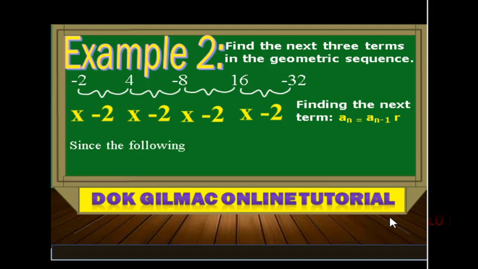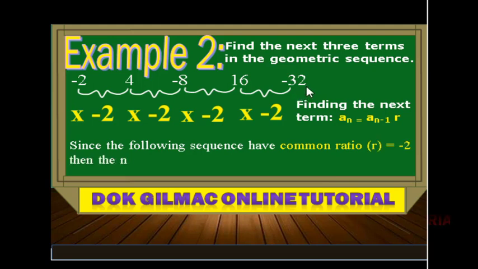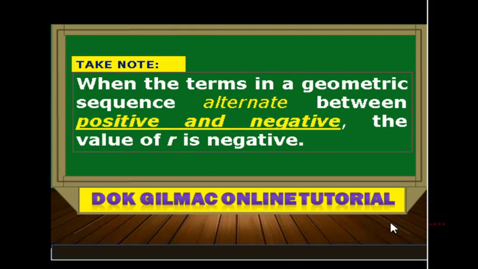Since r is equal to negative 2, the next 3 terms are positive 64, negative 128, and 256, multiplying each time by negative 2. So take note of that. When the terms in a geometric sequence alternate between positive and negative, the value of r is negative. So take note of that.